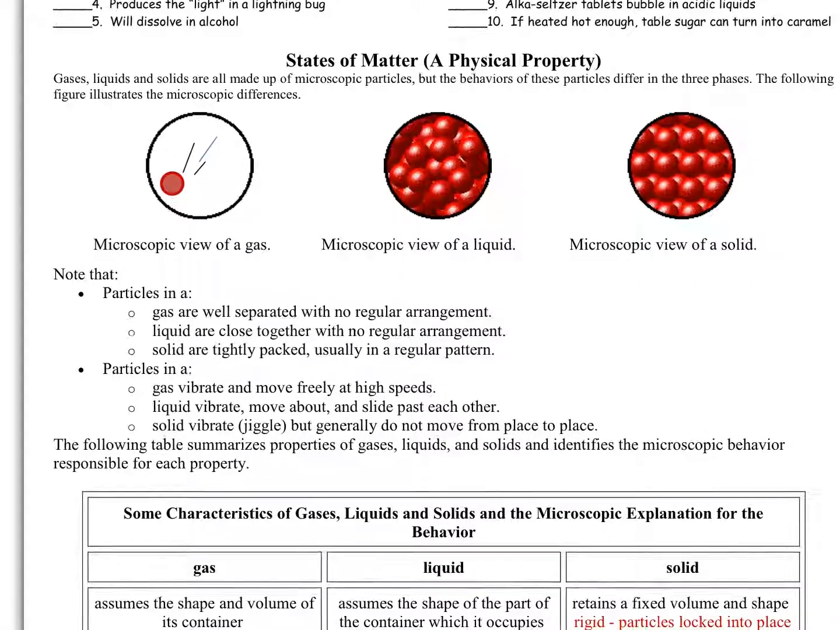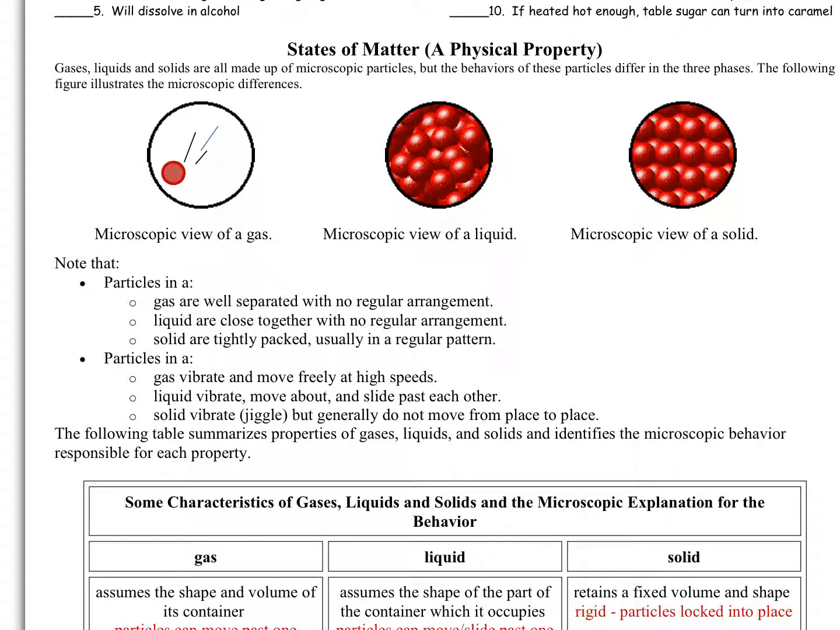Now for states of matter. If we have gases, liquids, and solids, there's some very important structural differences between these. You will be responsible for knowing the properties of each of these states, as listed below. Gases are separated with no regular arrangement. Liquids also have no regular arrangement. But my solids are stuck in a rigid pattern, which you can see in the picture.